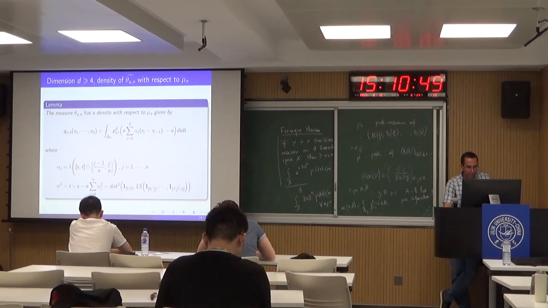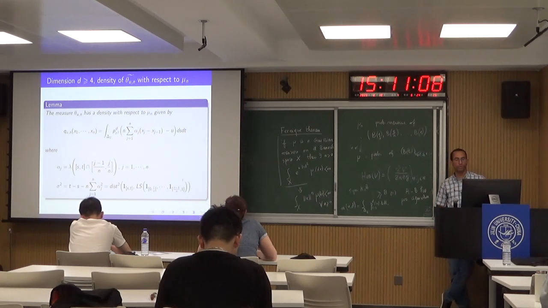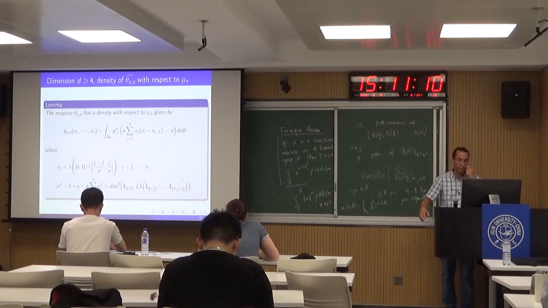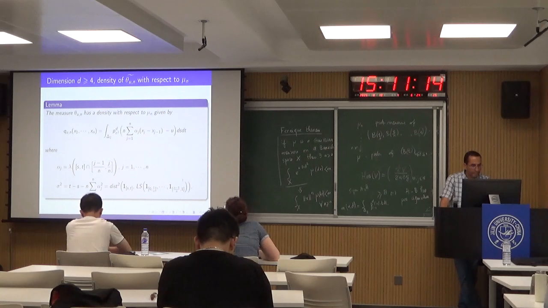Here, alpha j is given by the measure of the intersection of these two intervals. The distance squared is the distance in the L2 sense between this function here and the linear span, that is, the distance between a vector and some linear subspace.